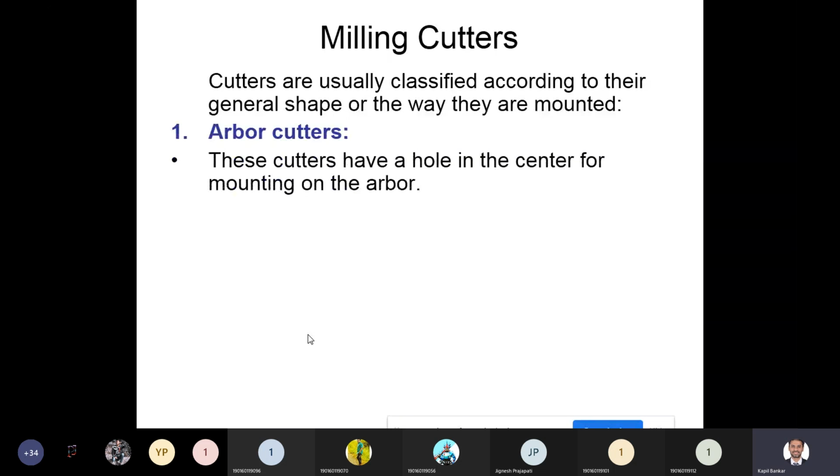So what are they? These cutters have a hole in the center for mounting on the arbor. Because the cutter is mounted on the arbor, that's why it is generally known as arbor cutters.